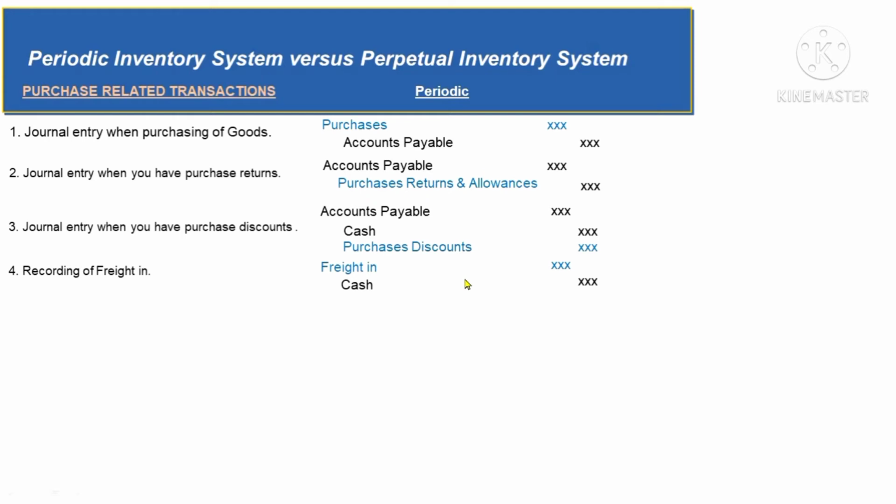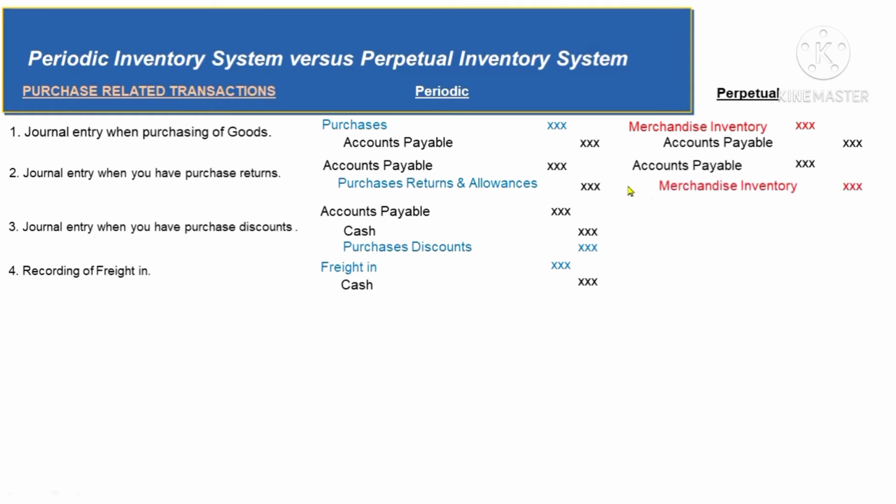Anyway, under the perpetual inventory method, the entries for these transactions are: first, in the purchases transaction, instead of debiting purchases under the perpetual inventory system, the account to be debited is the account merchandise inventory. Now, in the purchase returns, instead of crediting the purchase returns and allowances, the one credited here in the perpetual inventory system is again the merchandise inventory account.